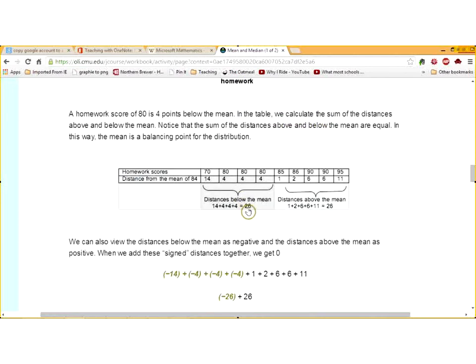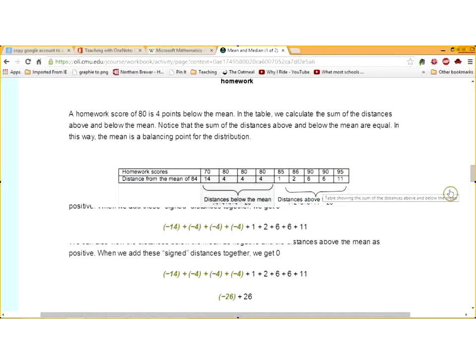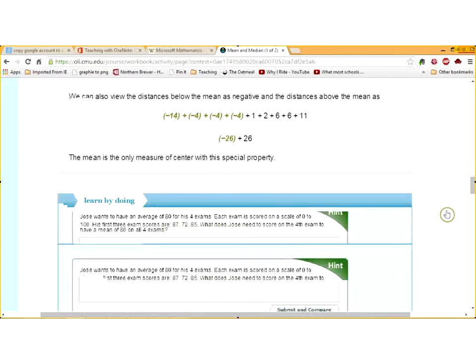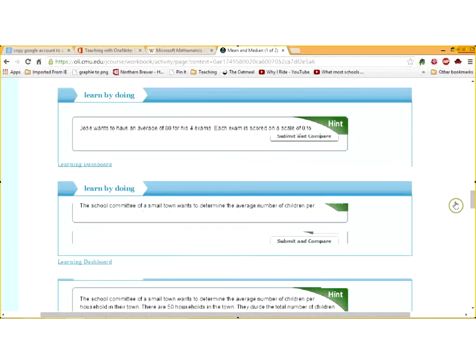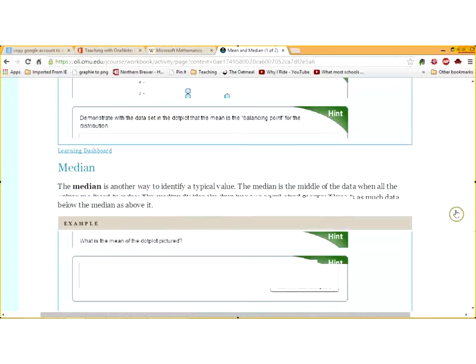And here you go. That even shows that right here. Distances below the mean were 26 total. Distances above the mean were 26 total. All right. And the mean is the only measure of center with this special property. And then there's a couple of examples.